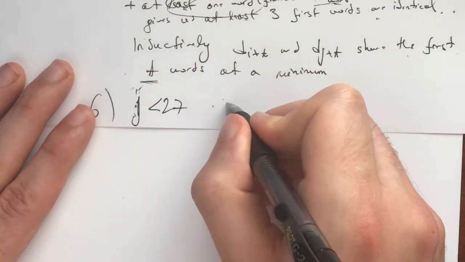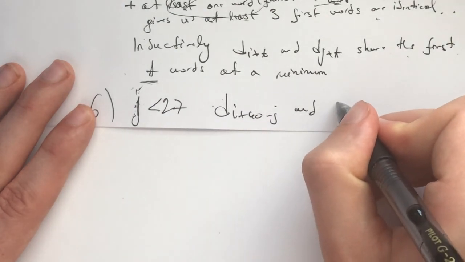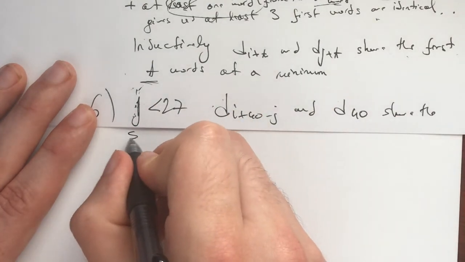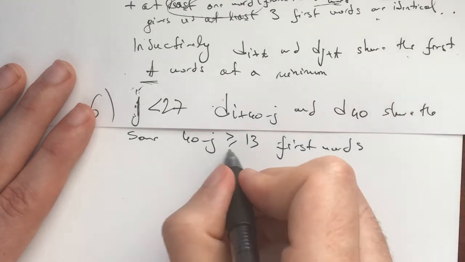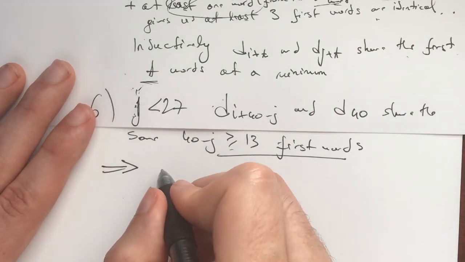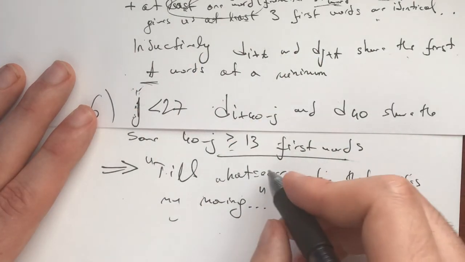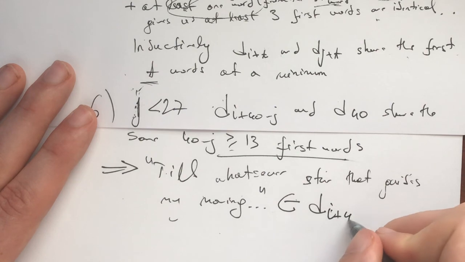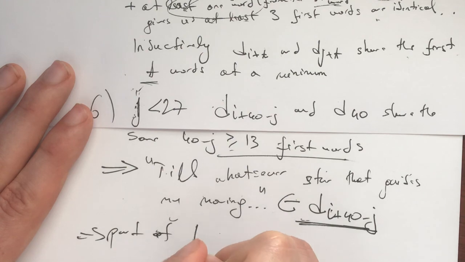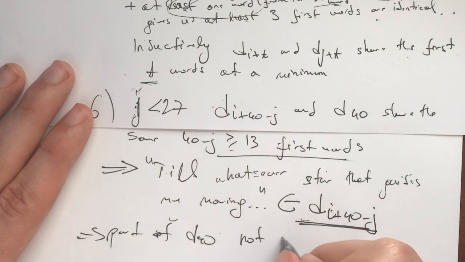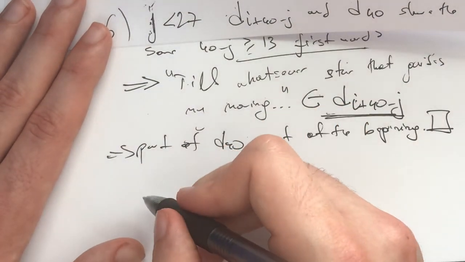And now, finally, we move on to the 6th step, which is that because J is less than 27, that means that DI+40-J and D40 share the same first 40-J words, which is greater than or equal to 13 words. And now this implies that the word, till, is an element of DI+40-J, which is a part of D40, but not at the beginning. This is what we needed to prove. This solves the problem. And as always, thanks for problem solving.